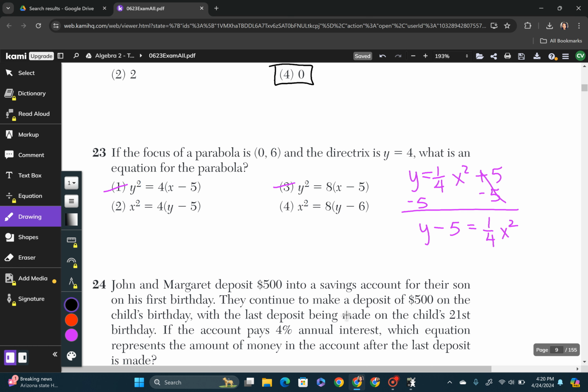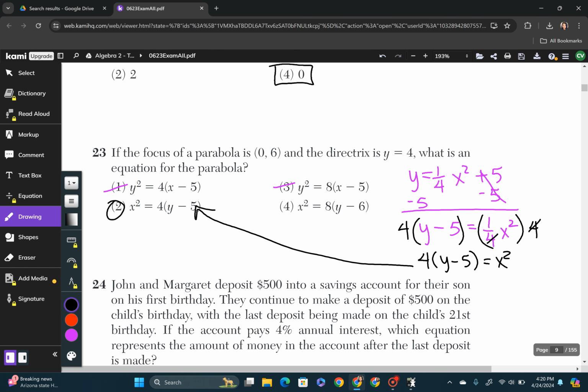Okay, this is beginning to look a lot like this. So I have 4 parentheses y minus 5 is equal to x squared. Isn't that exactly this, right? Except switched. Okay, so 2 is my answer choice. All right, cool. Next one, last multiple choice.